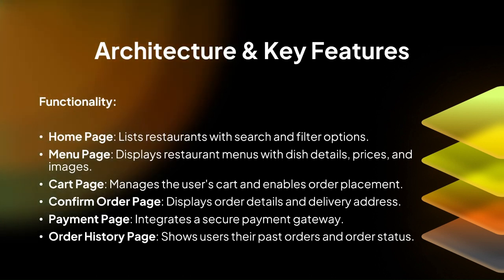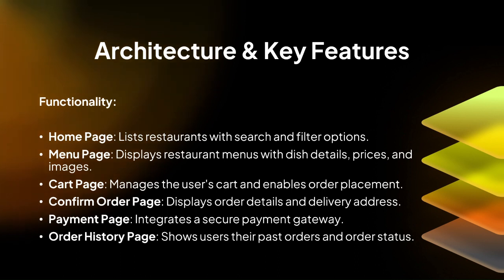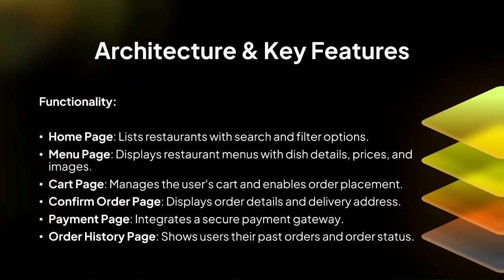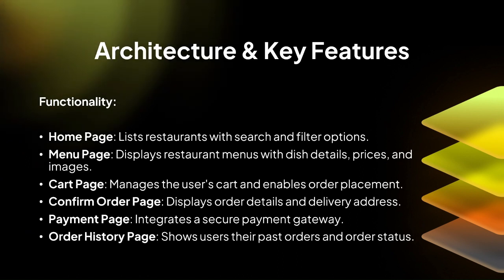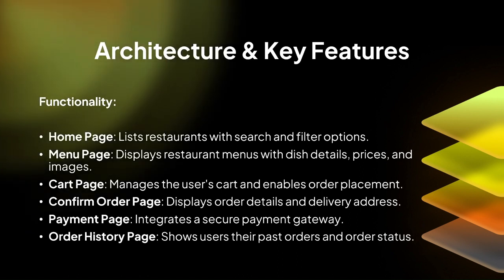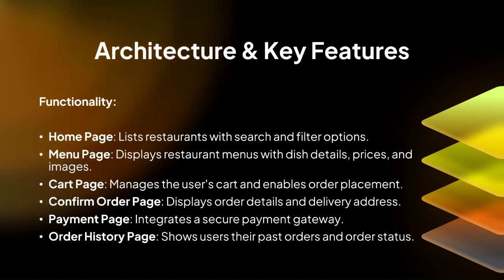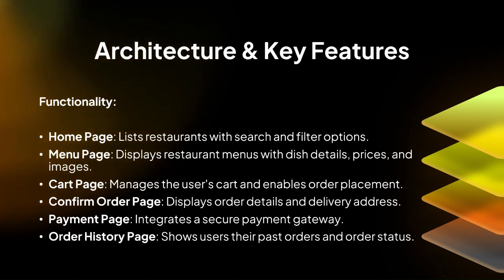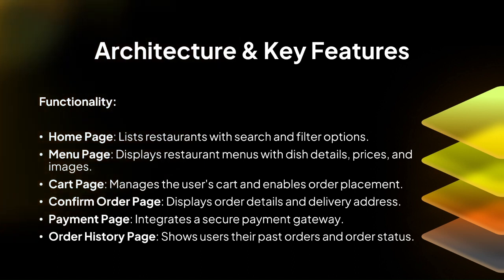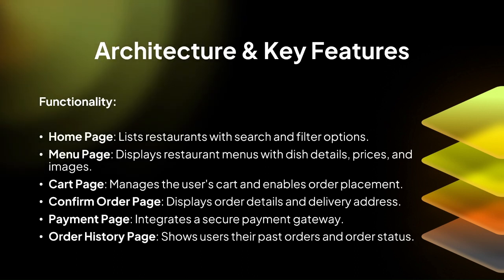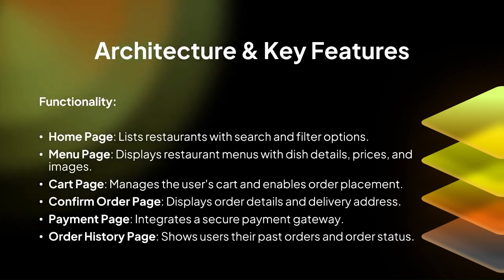The home page lists and searches all the restaurants. The menu page displays the restaurant menus with dish details, prices, and images. Cart page manages the user's cart and enables order placement. Confirm order page displays all the order details and delivery address. Payment page integrates a secure payment gateway. The order history page shows users their past orders and order status.